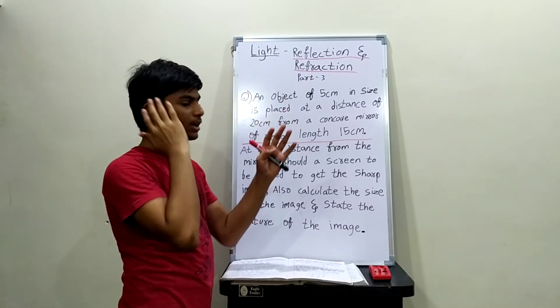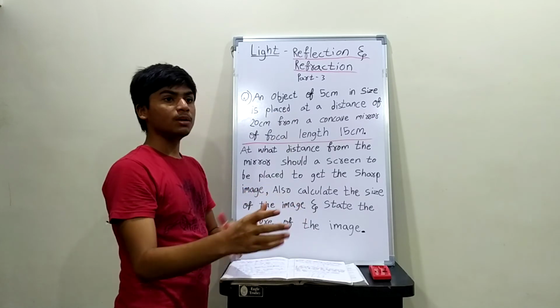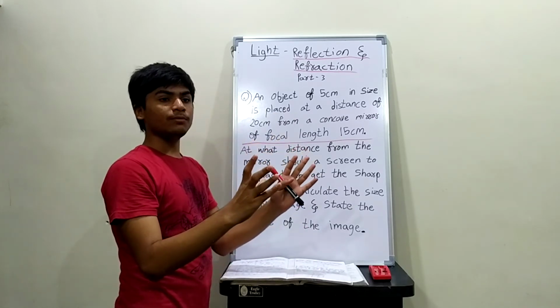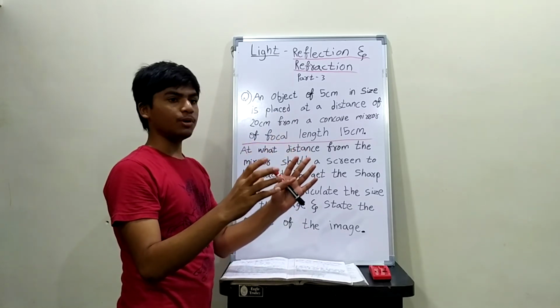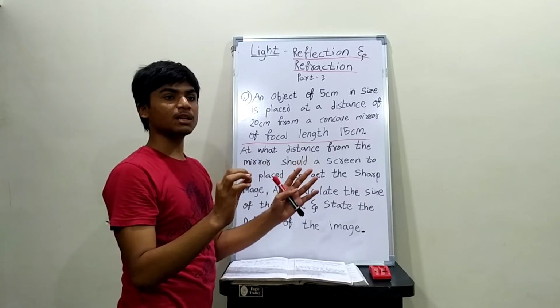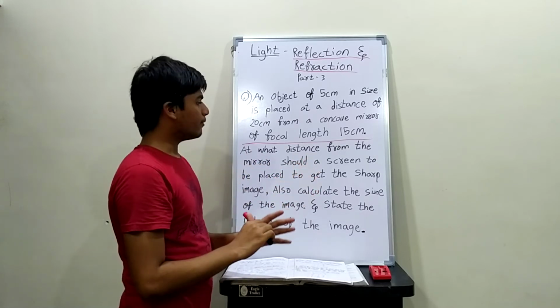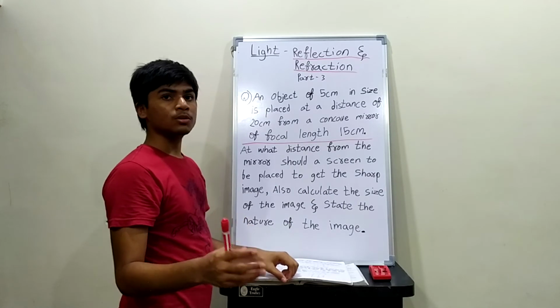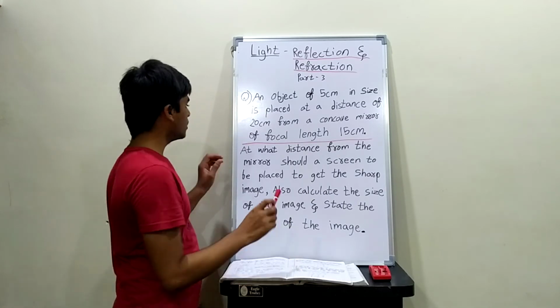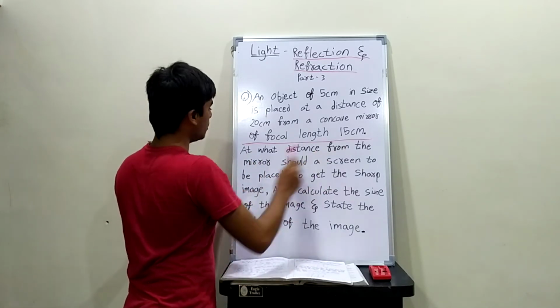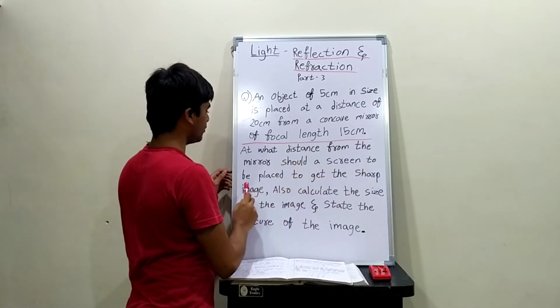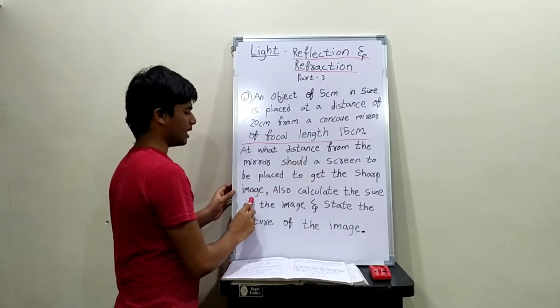So same way, to get a sharp image, you have to keep the screen at a point where the image is formed to capture a sharp image. So you have to find out where the image is formed. So there you can place the screen. So at what distance from the mirror should a screen be placed to get a sharp image? I hope this is clear.